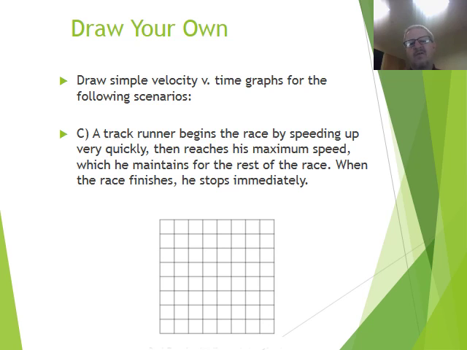It says a track runner begins the race by speeding up very quickly, then reaches his maximum speed, which he maintains for the rest of the race. When the race finishes, he stops immediately. So that's going to be a tricky one. Think about how you can represent stopping, and that stopping is actually a deceleration. So you're going to have a line that goes down, and it says immediately. So how steep is that line going to be if he's stopping immediately?